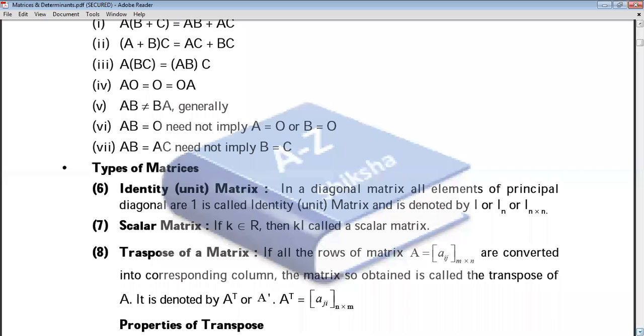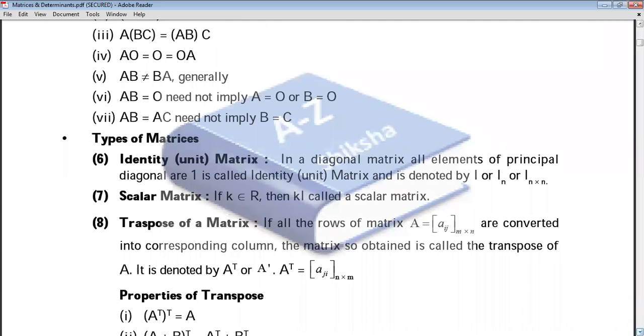Then we come to the other types of matrices: identity matrix, or simply you can say a unit matrix. So what do you mean by identity matrix? First, you have to choose a diagonal matrix. So diagonal matrix I discussed already with you. What is the diagonal matrix? It's a type of square matrix where, except the diagonal elements, all the other elements are 0. Those are nothing but the diagonal matrices. That thing I have already discussed.